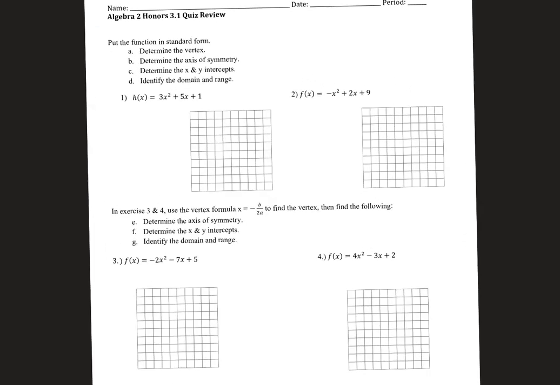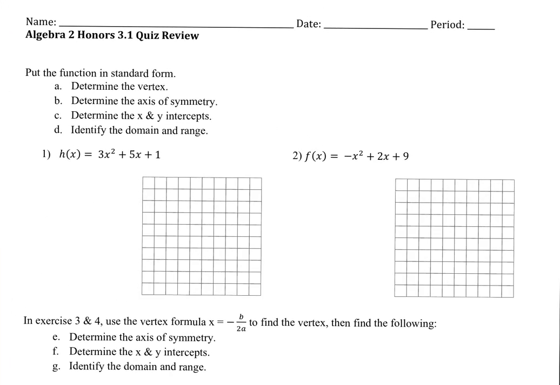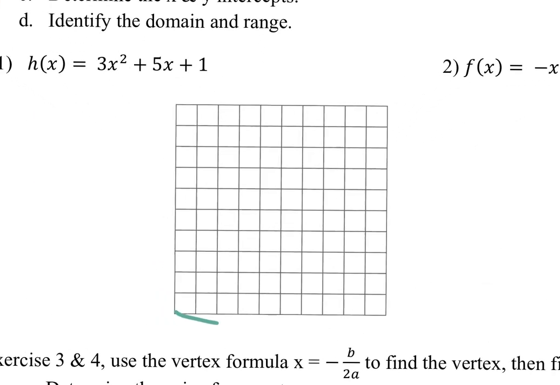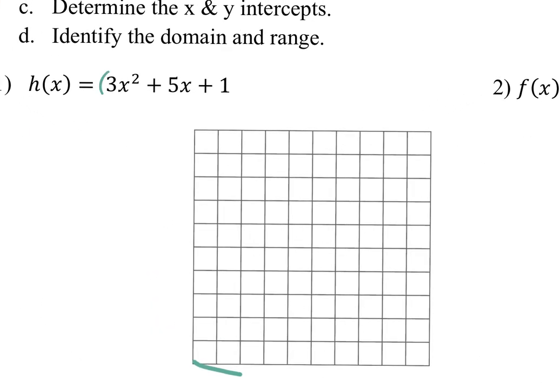All right, so the first and second questions say to put the function in standard form, which is to complete the square, and then find all that information out based on your standard form. So for number 1, I'm going to take out the 3. I'm going to group these together. Take out the 3, and I get x squared plus 5 over 3x. Leave this space plus 1.